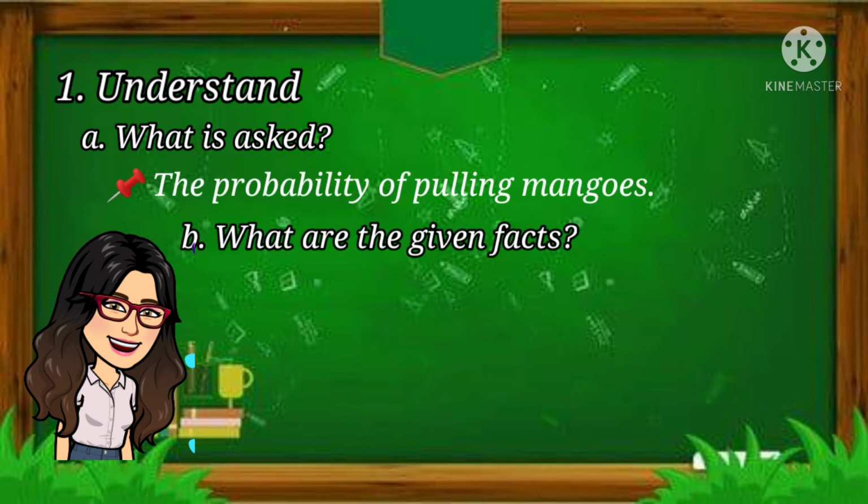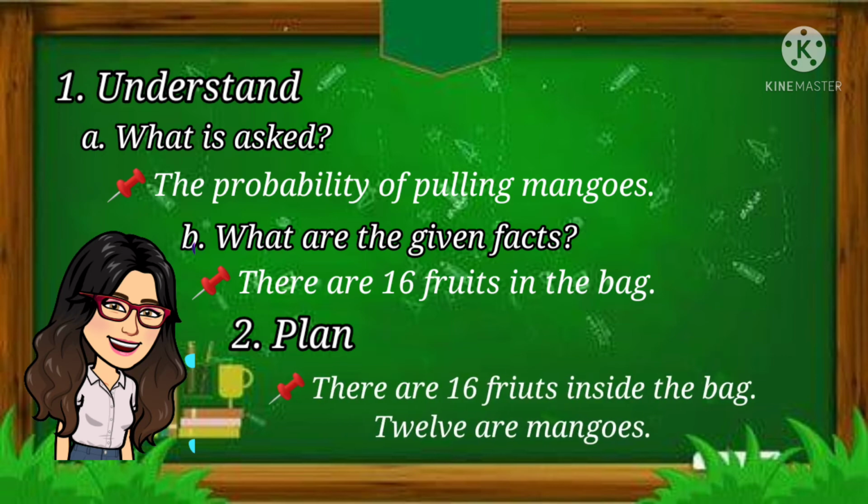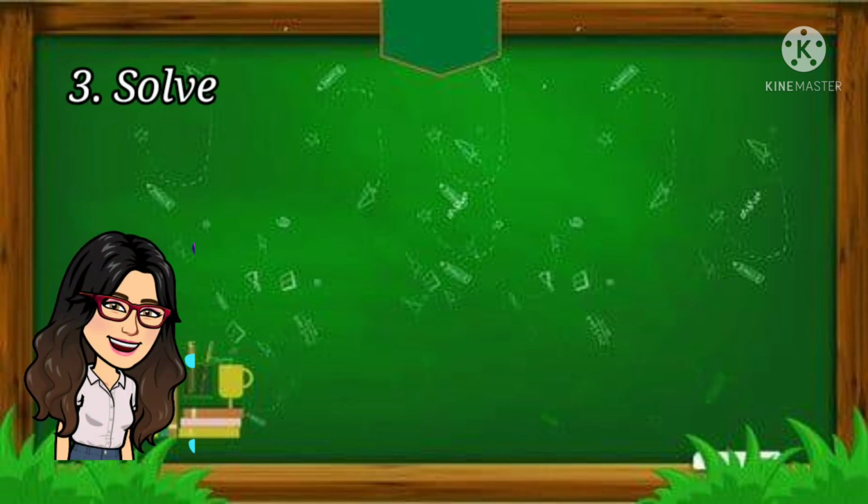What are the given facts? The given is there are 16 fruits in the bag. Next, we should plan how we are going to solve the problem. So there are 16 fruits inside the bag. 12 are mangoes. Now we are ready to solve the problem.